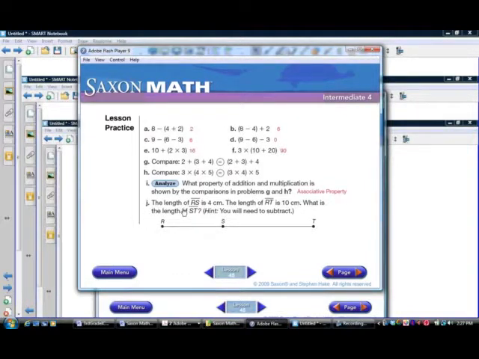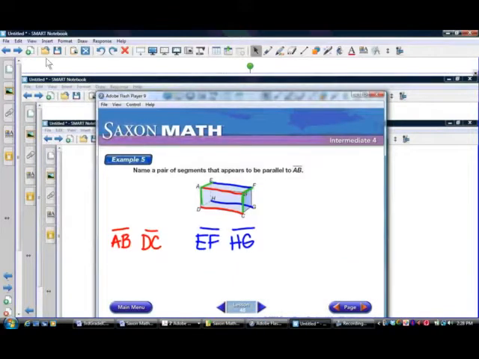Okay, now this one's trickier. The length of line segment RS is 4 centimeters. The length of line segment RT is 10 centimeters. What is the length of line segment ST? So I like to think of it this way. I know what R to S is, that's 4. But I've got a question mark here. I don't know S to T, so I can say 4 plus X equals a total of 10. So let's try that.